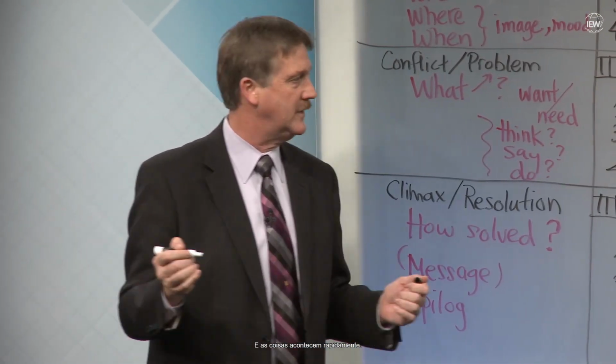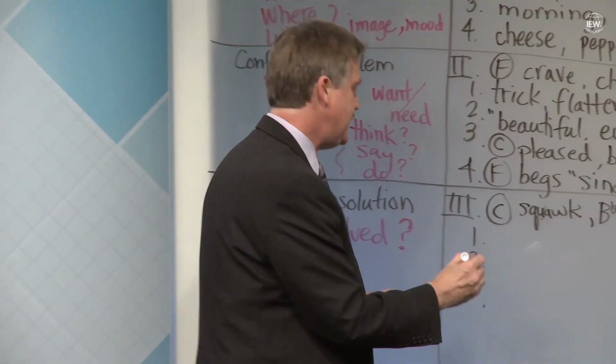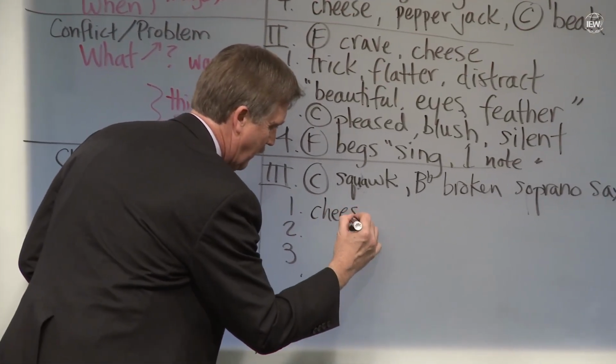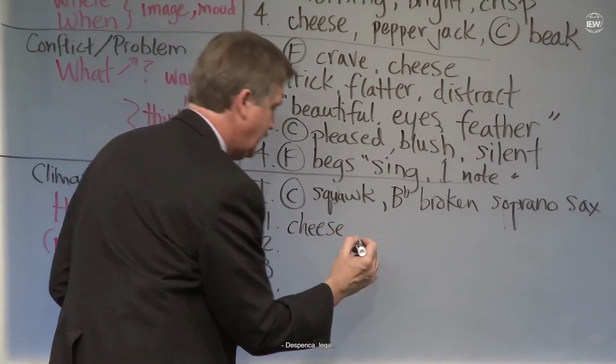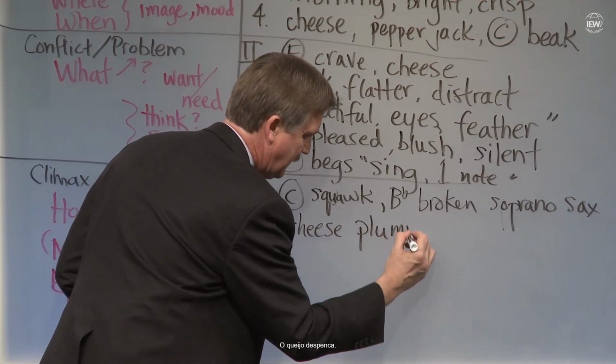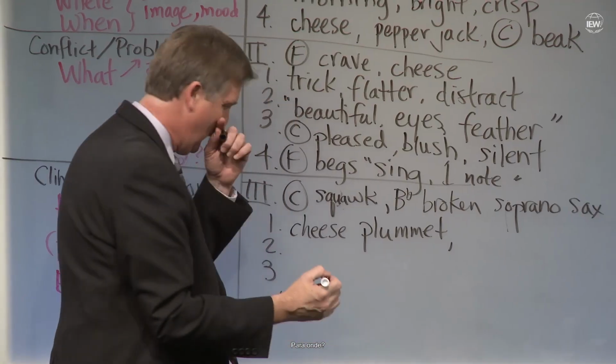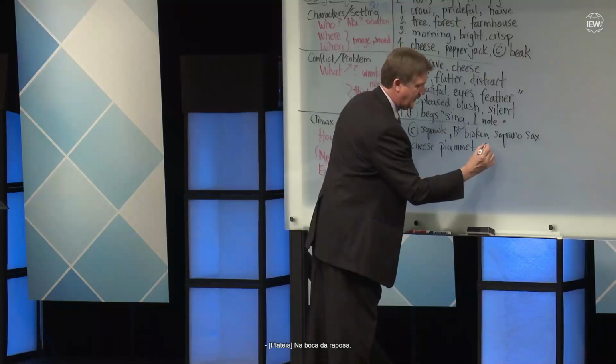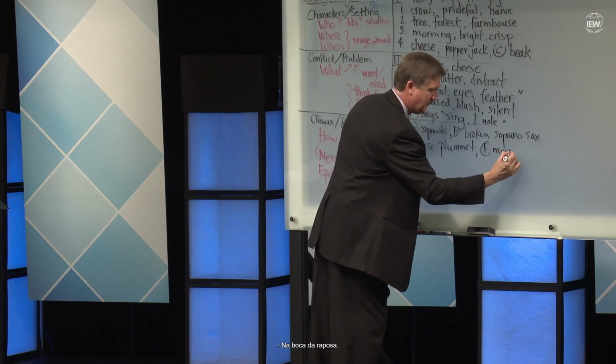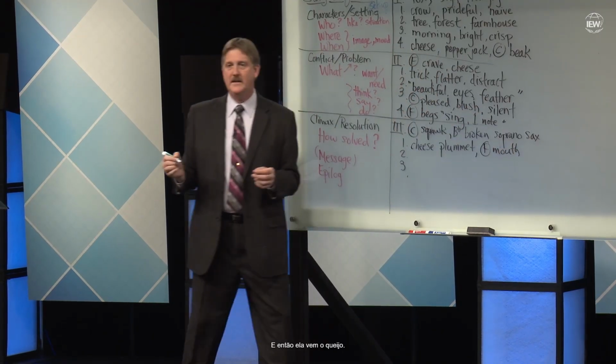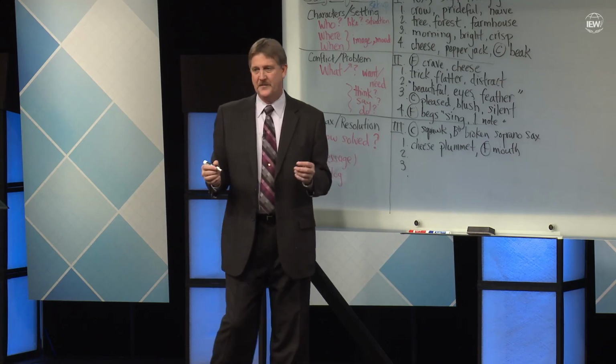Then things happen very quickly. What happens? Cheese falls. Plummets. Nice, cheese plummets. Where? Into the fox's mouth. And then he eats the cheese.